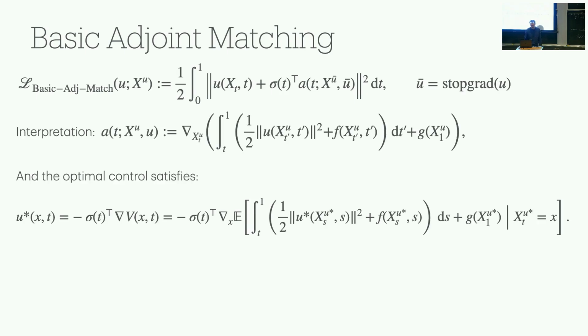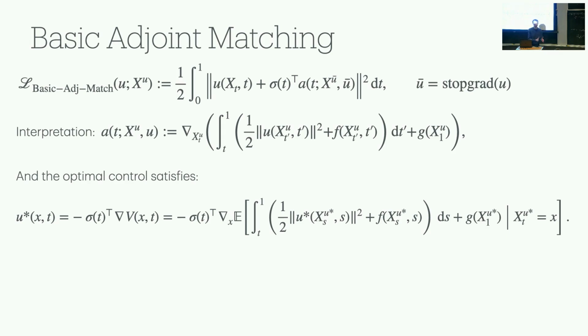Some more details on this method. This is the same as before. There's an interpretation that you can have for the adjoint state, which is essentially the gradient of the cost-to-go for the trajectory with respect to the position at time t. And if I tell you also that the optimal control takes this form, so it's basically minus sigma transpose times the gradient of the value function, what you're seeing is that when optimizing the basic adjoint matching loss, what we're aiming for is a fixed point of this equation.